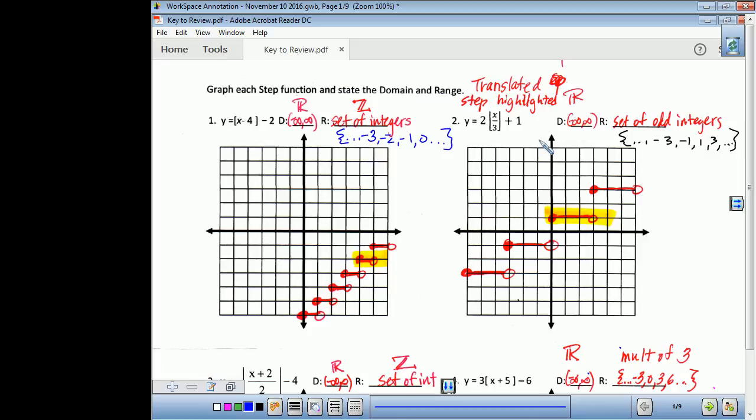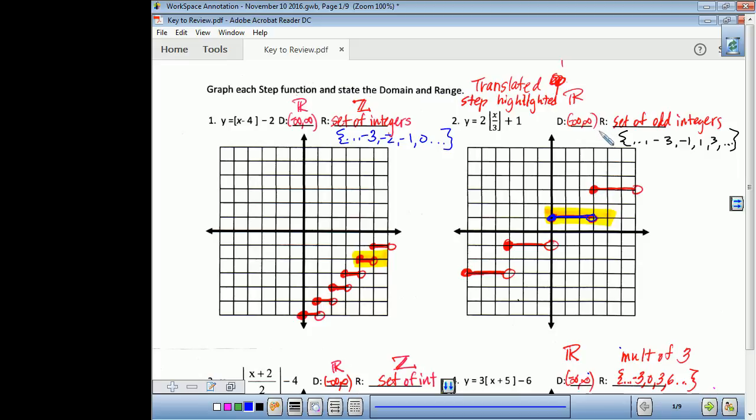Okay? Number 2. Number 2 has several changes with it. This one was shifted up 1, which is why my original barbell begins right there. And then it has this horizontal stretch. Remember, when anything happens to the x, we do the opposite. So the opposite of dividing by 3 is multiplying by 3. So this has a horizontal stretch out 3 units. And then because of the 2 in front, it also has a vertical stretch, which causes me to jump up by 2.